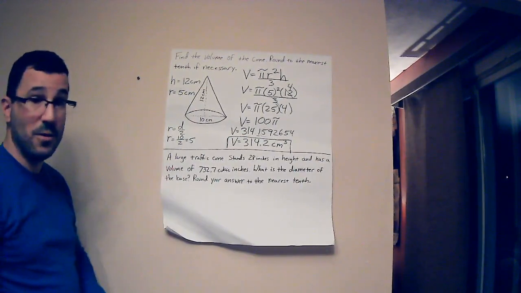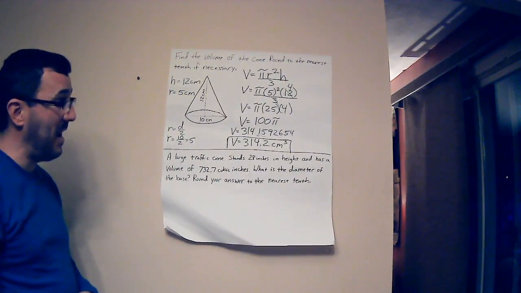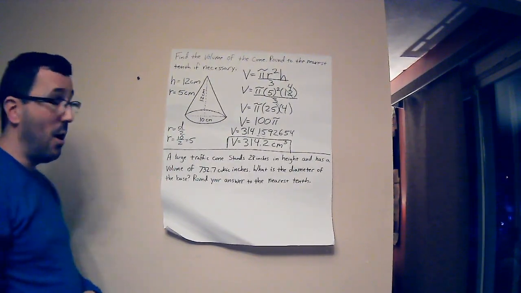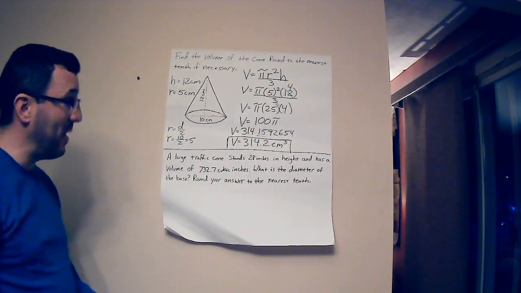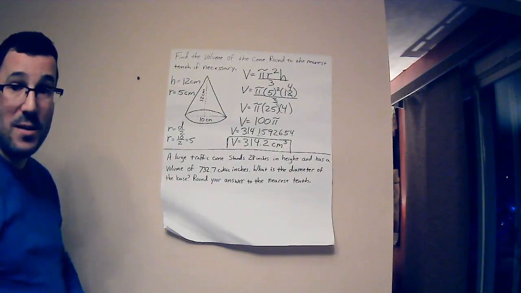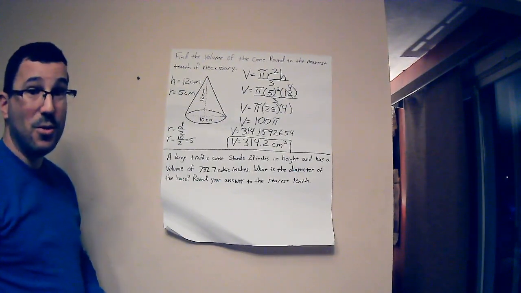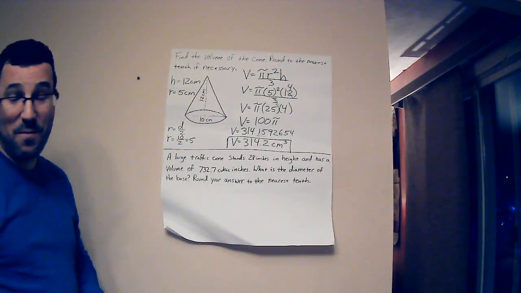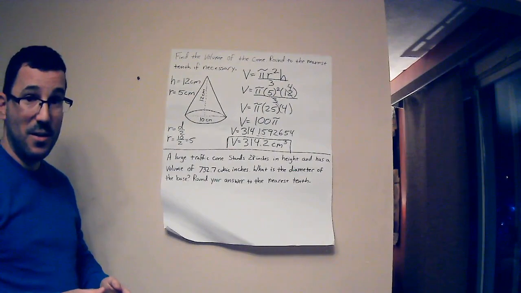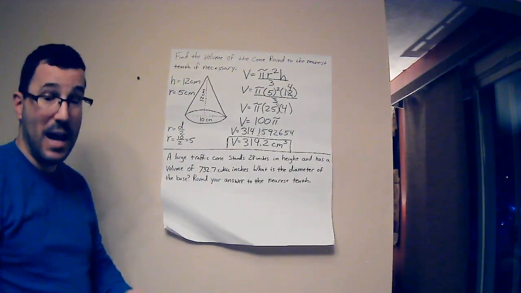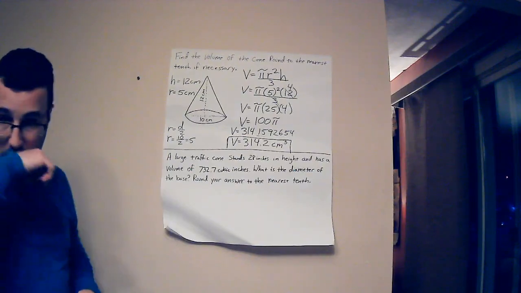So in this question, a large traffic cone stands 28 inches in height. It has a volume of 732.7 cubic inches. What is the diameter of the base? So not only are we not actually finding the radius, we actually have to double that and find the diameter.